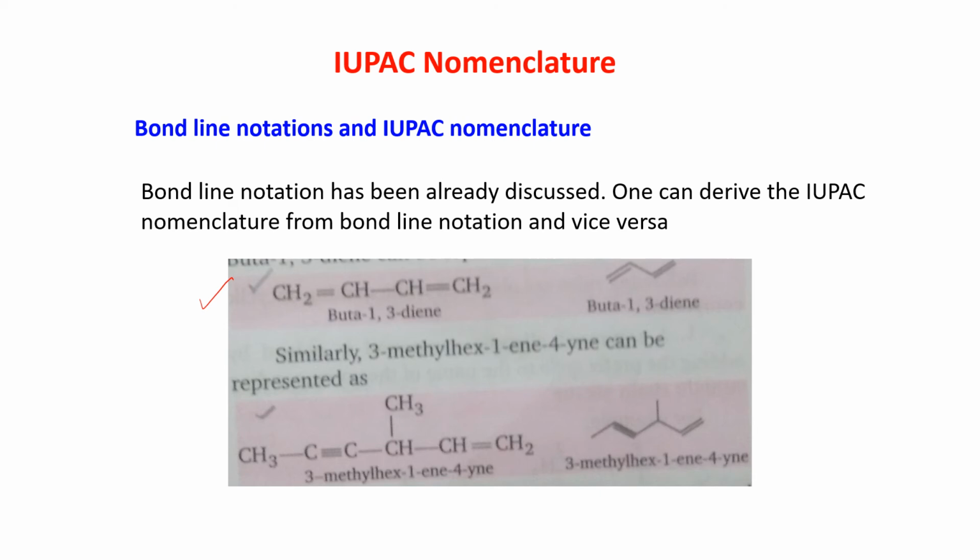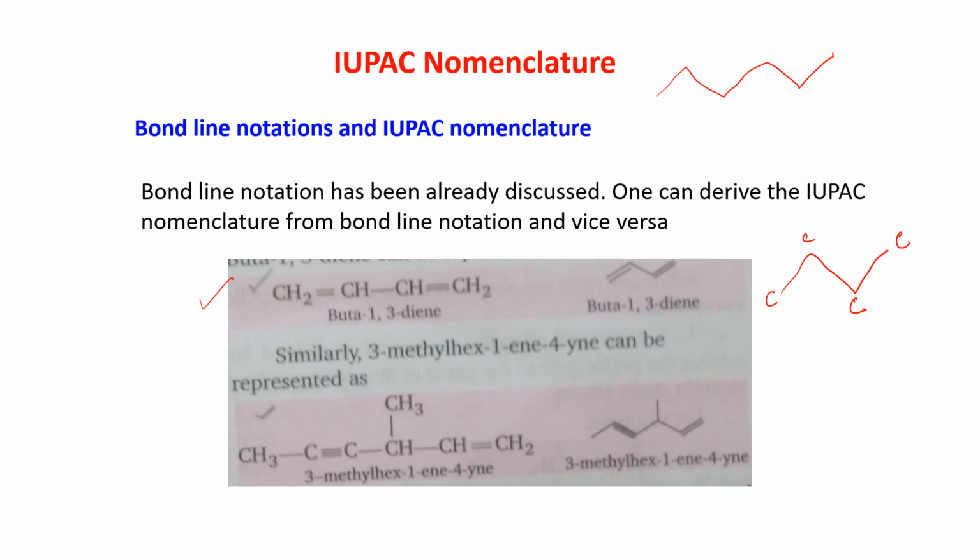In this compound, there are 4 carbon atoms. So, these 4 carbon atoms will be represented by some lines, like this in the bond line. Now, as I am having 4 carbon atoms, each corner is representing 1 carbon atom. So it will be represented like this. This corner is having 1 carbon atom, this corner is having 1 carbon atom, this corner is having 1 carbon atom, this corner is having 1 carbon atom. This "buta" means there are 4 carbon atoms.